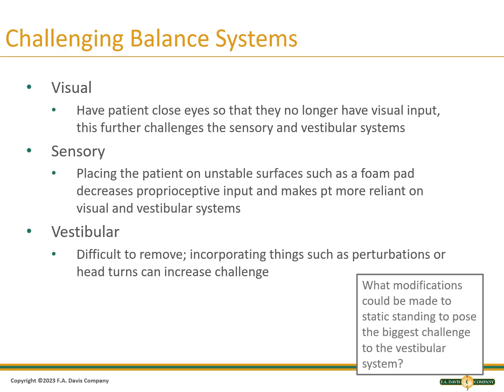So if you want to pause again and think about what modifications could be made to static standing to pose the biggest challenge to the vestibular system, write your answers down and then bring them to class to discuss.